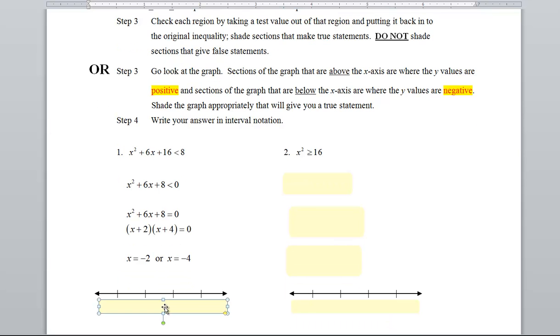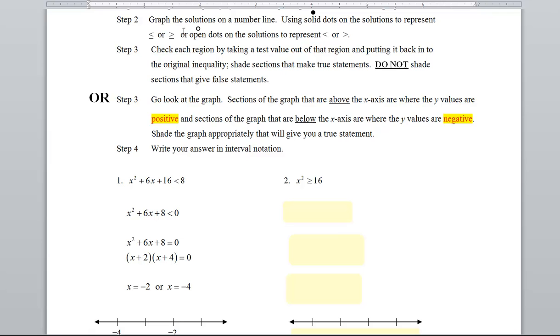And we're going to plot those. So here's negative 4, here's negative 2. We put them on the number line, but now it says to graph the solutions, use solid dots on solutions to represent less than or equal to or greater than or equal to, and open dots for less than or greater than. So technically, once I've found my answer, I've got to go back. And usually I go back to this one right here to help me decide. So I need an open dot at negative 4 and negative 2.